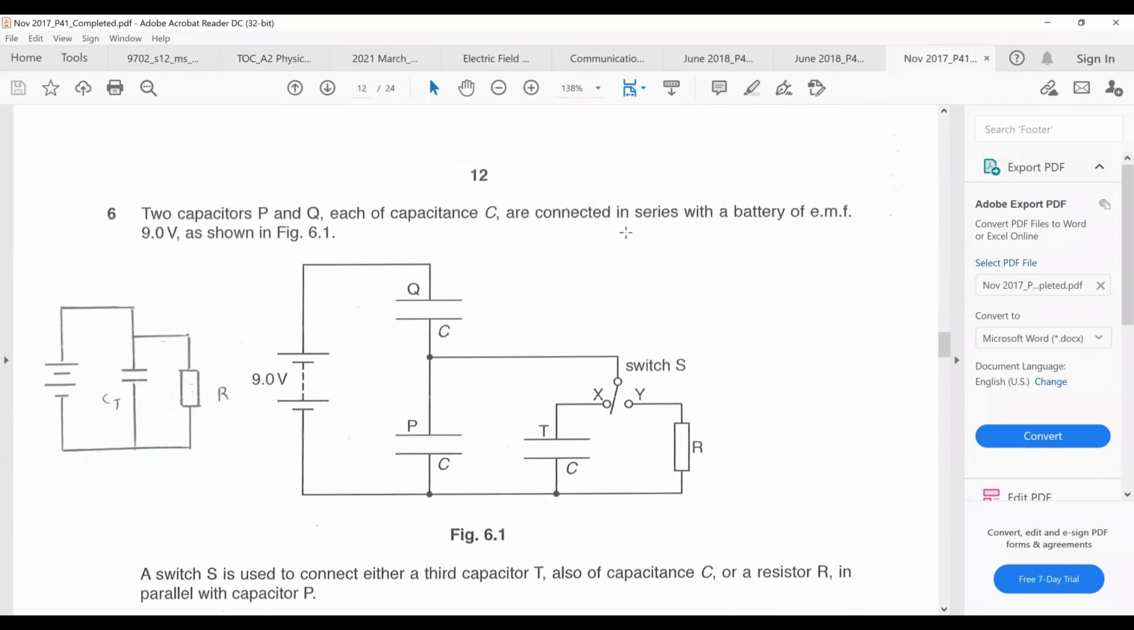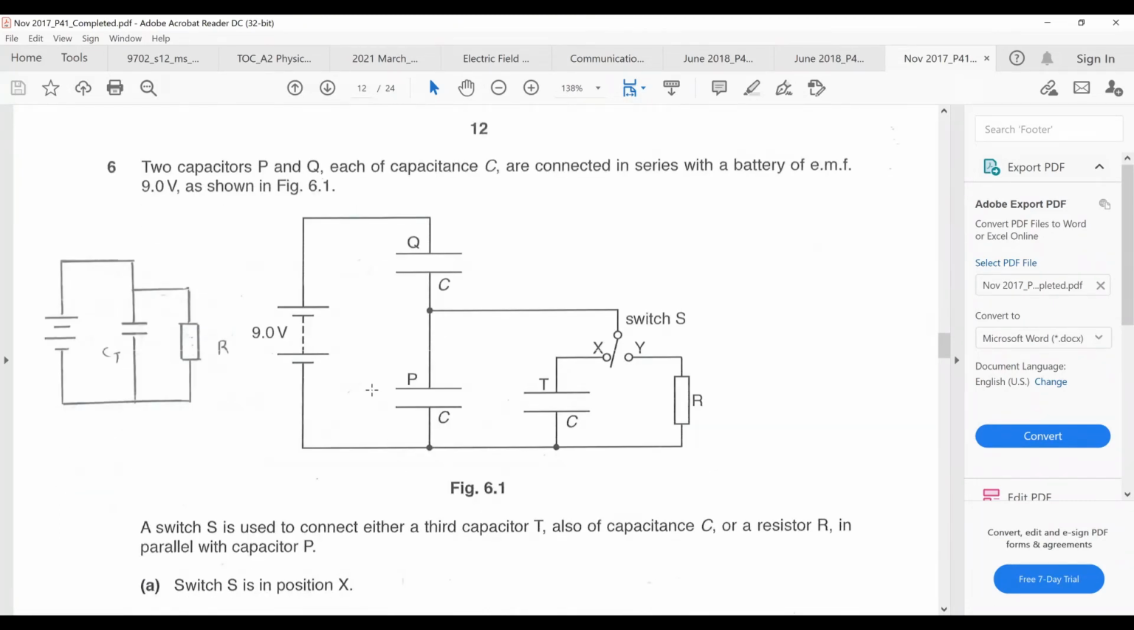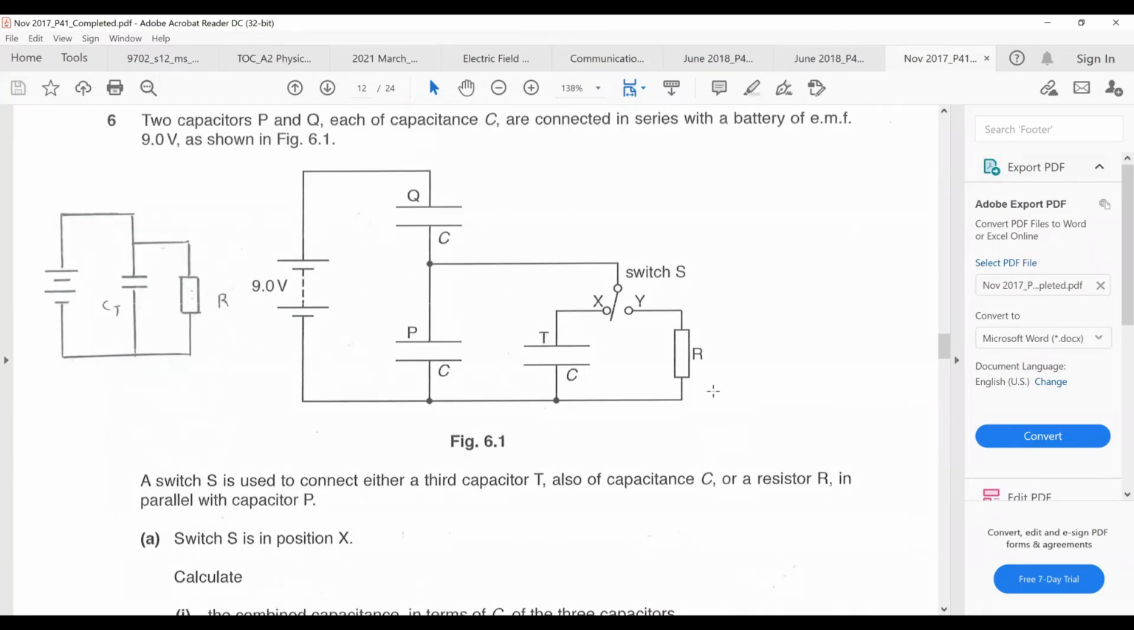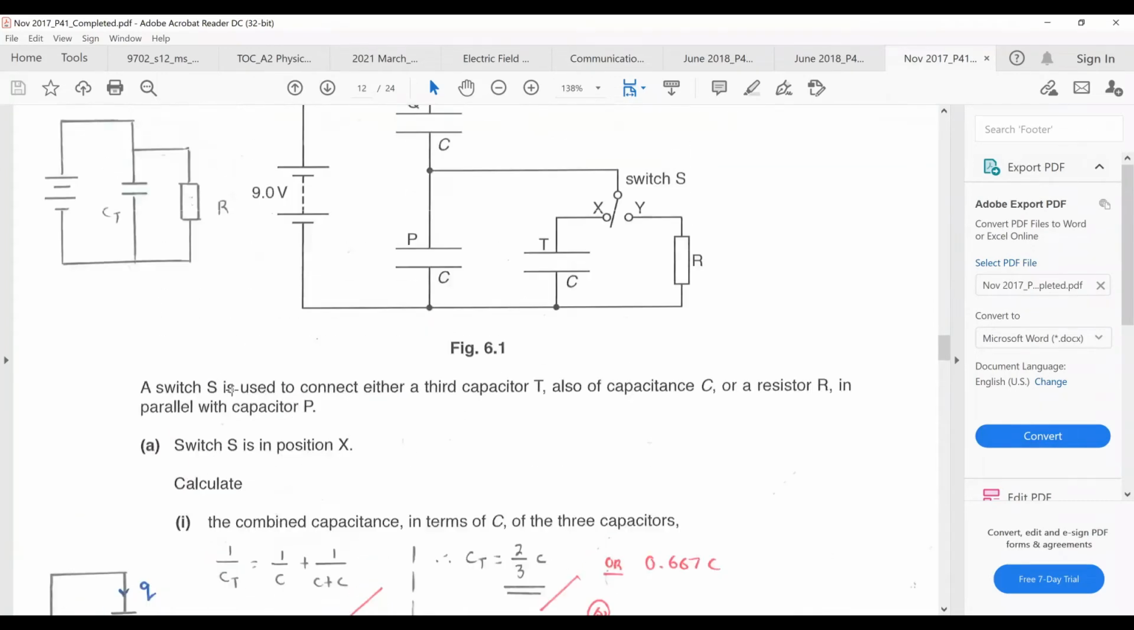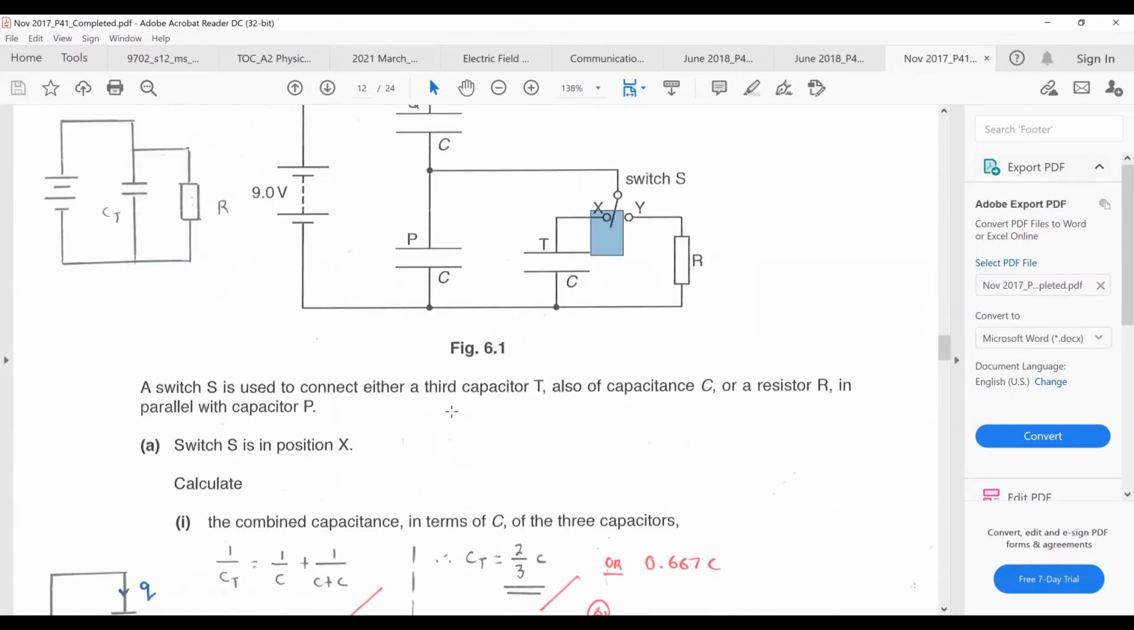Okay, right. Two capacitors P and Q, each of capacitance C, are connected in series with a battery of EMF 9 volts as shown. The switch S is used to connect either to capacitor T, also of capacitance C, or to a resistor R in parallel with capacitor P. Right, so now they tell you switch S is in position X. Calculate the combined capacitance in terms of C of the 3 capacitors.